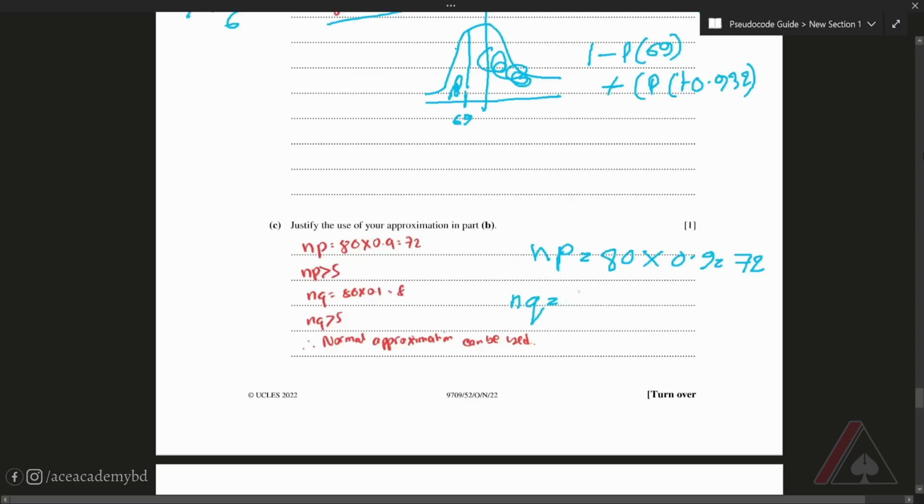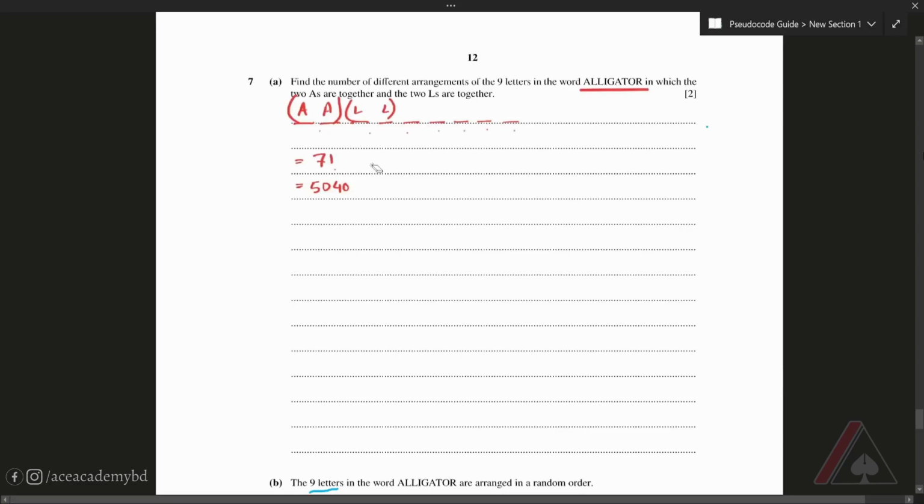That equals 80 times 1 minus 0.9, so that would be 8. Both of these are greater than 5. This is the logic we're going to show to validate the answer: since both the number of times it happened and the number of times it didn't happen are above 5, the normal approximation can be used. Okay, now let's move on to the next question, 7a.